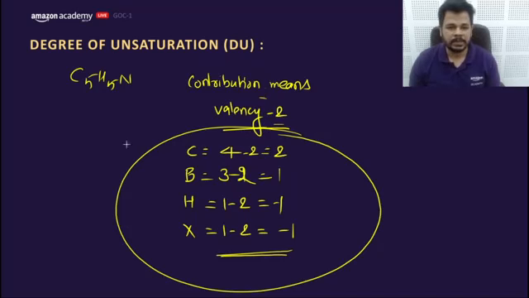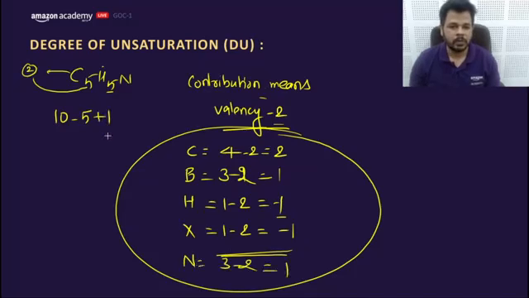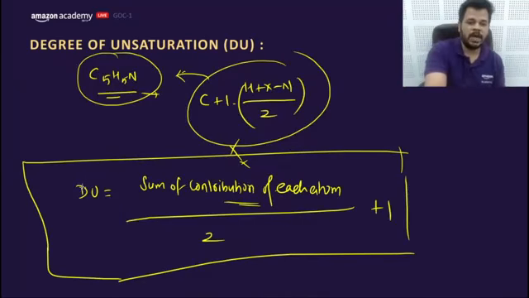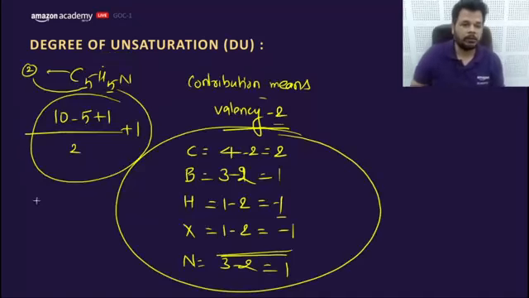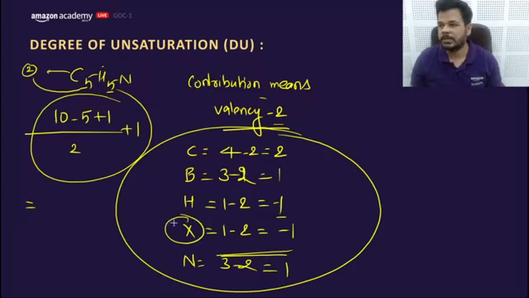You need to calculate like this. Carbon has contribution of 2 into 5, that means 10. Hydrogen has contribution of minus 1 into 5, that means minus 5. Nitrogen, valency 3 minus 2, that means contribution is 1. Plus 1, divided by 2 plus 1. This is the formula which we are going to use. X means halogen. What would be the DU of C5H5N?